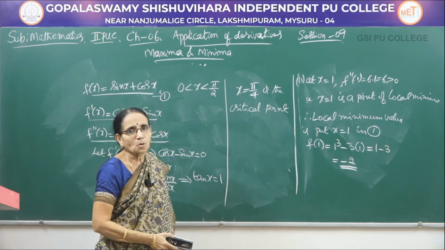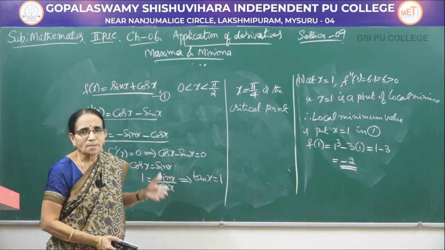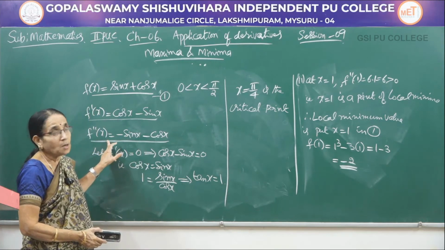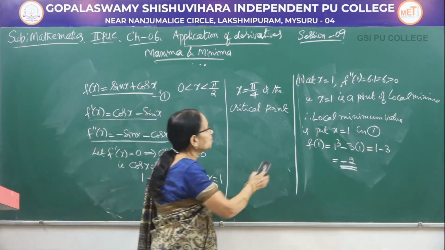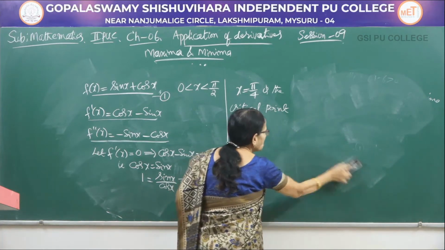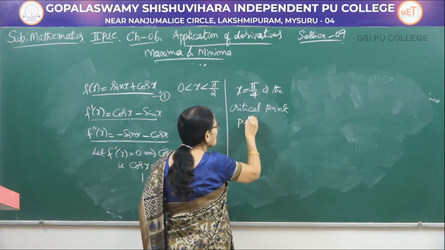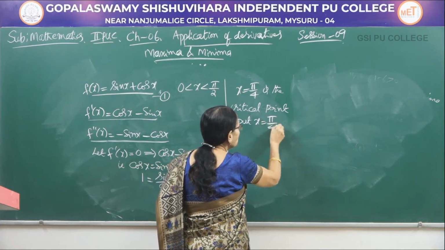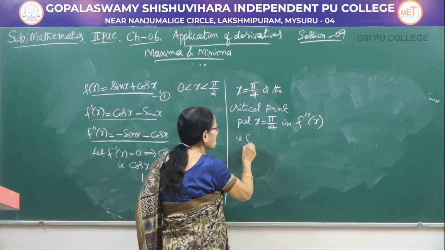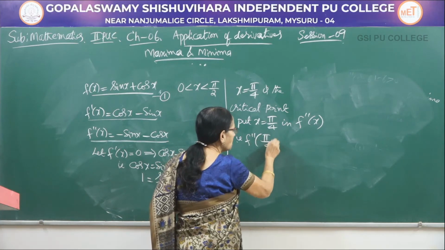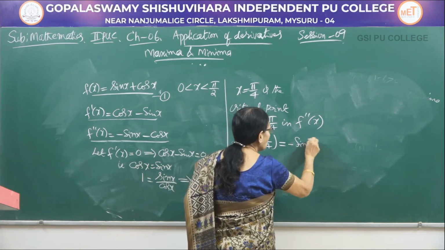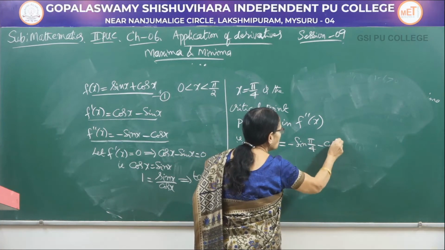So at this point x equal to pi by 4, we want to know whether it is attaining a maximum value or a minimum value. How do you find out? You have to always refer to the second derivative. Therefore, to know whether it is a minimum point or a maximum point, first put that value in the second derivative. Put x is equal to pi by 4 in f double dash x. Okay, that is, write like this, f double dash of pi by 4 is equal to, come to this one, minus sin pi by 4 minus cos pi by 4.